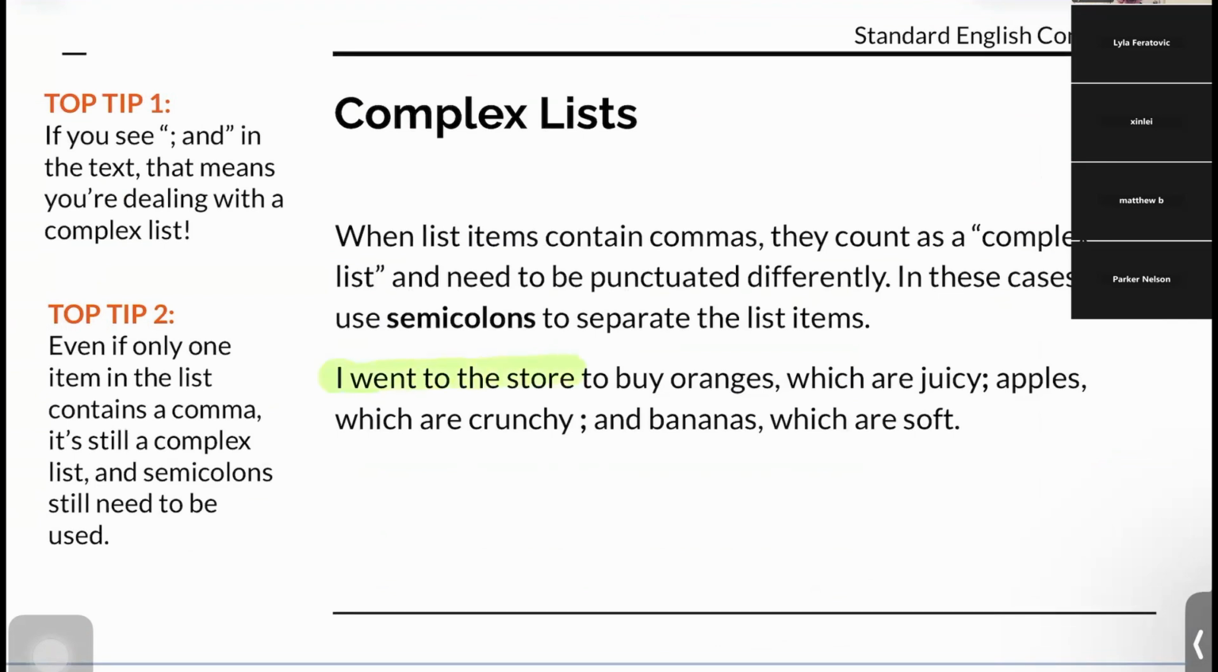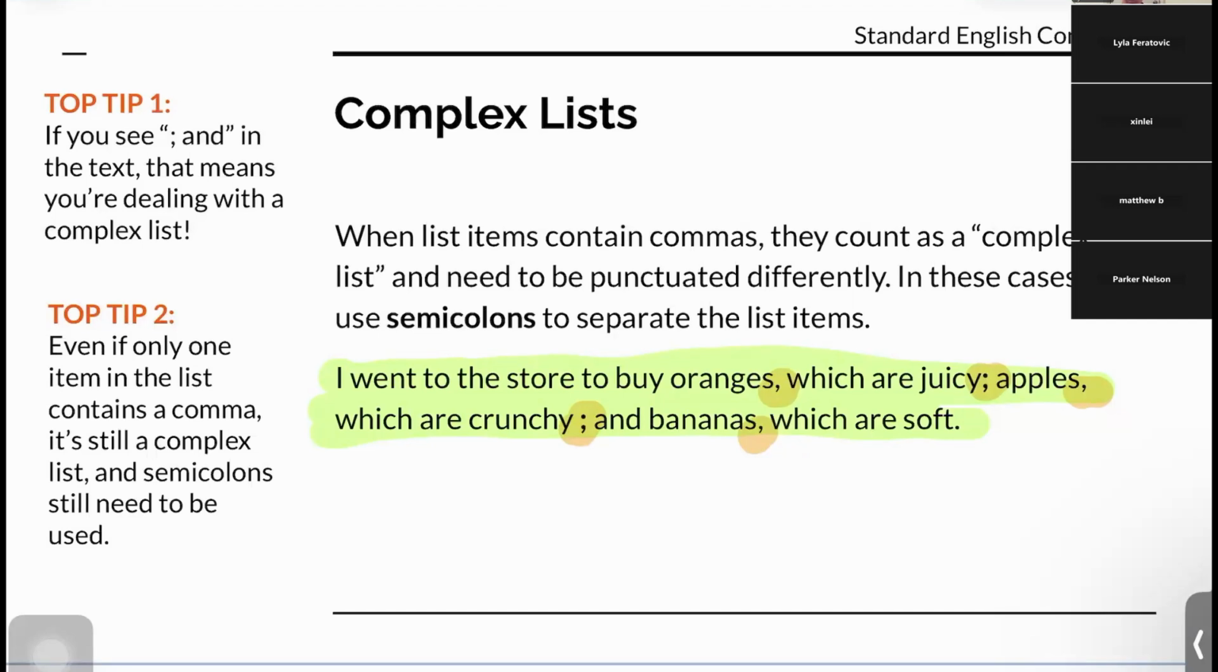Look at this example down here, same as the other one, just with different punctuation. I went to the store to buy oranges, comma, which are juicy, semicolon, apples, comma, which are crunchy, semicolon, and bananas, which are soft. You might notice that in this case, to separate the larger items within the list from each other, we use a semicolon, because the comma is being used to add extra clauses inside of the list.